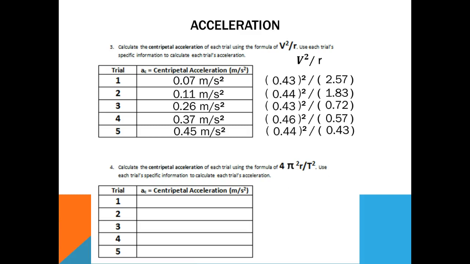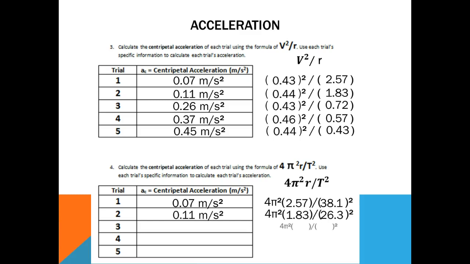For calculating the centripetal acceleration using this formula, we're going to test it out. We're going to take 4 pi squared, remember pi is 3.14, or you can use your pi key on your calculator. We have the radius from each trial. We have the period from each trial. We got these both in our labs, so we can multiply it together. You should get the same value.